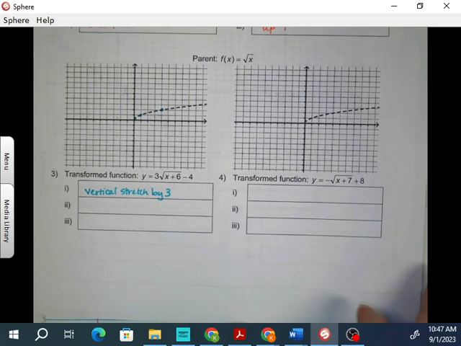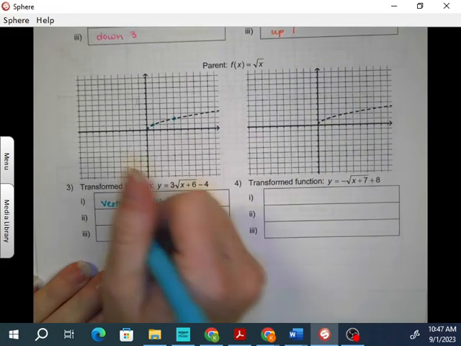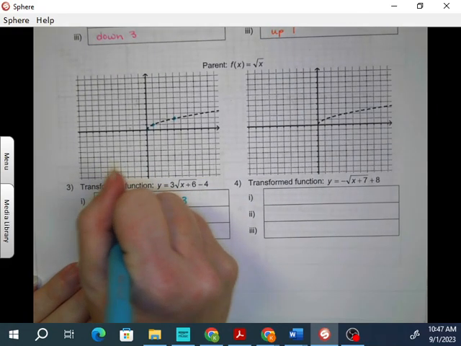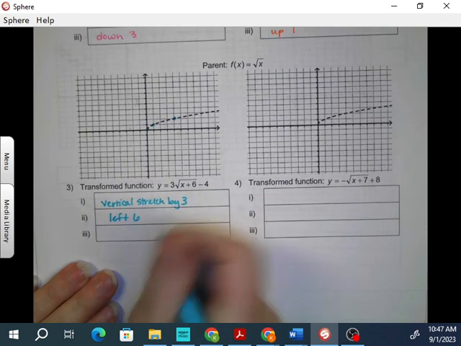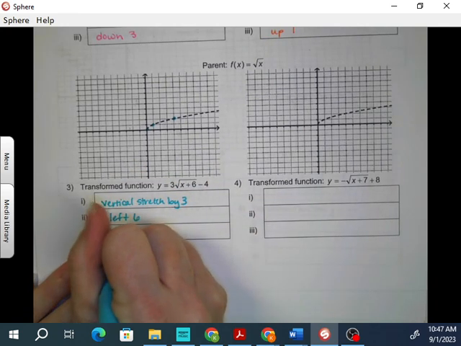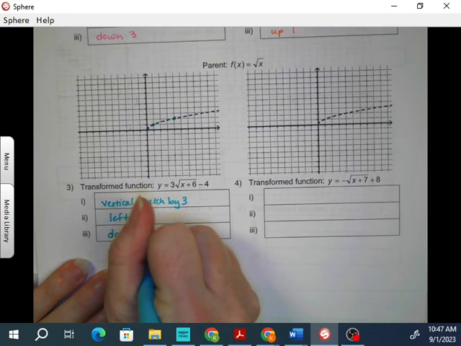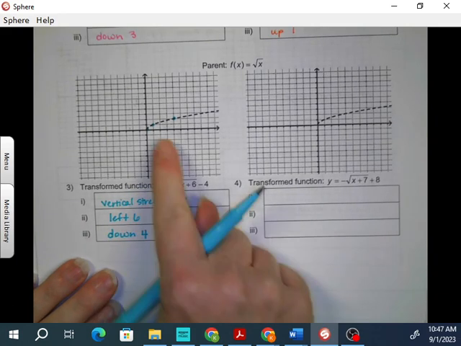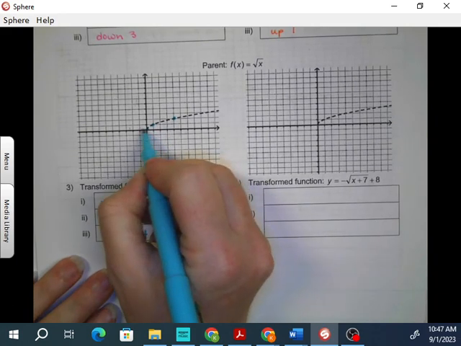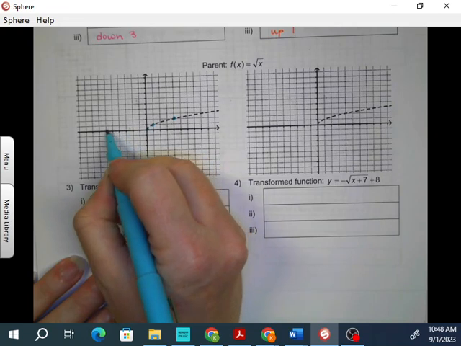What about the plus 6 inside? Left 6. And the minus 4? Down 4. Good. All right, so my origin's going to go left 6, down 4.